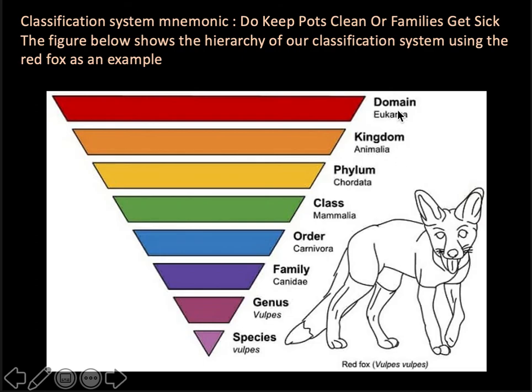Once you repeat this enough times, you'll have it memorized. But when I was a student like you, I used this mnemonic to remember the order: do keep pots clean or families get sick. D is for domain, K is for kingdom, P is for phylum, C is for class, order, family is actually family, that's kind of nice, genus, and species. So hopefully that's helpful to you.